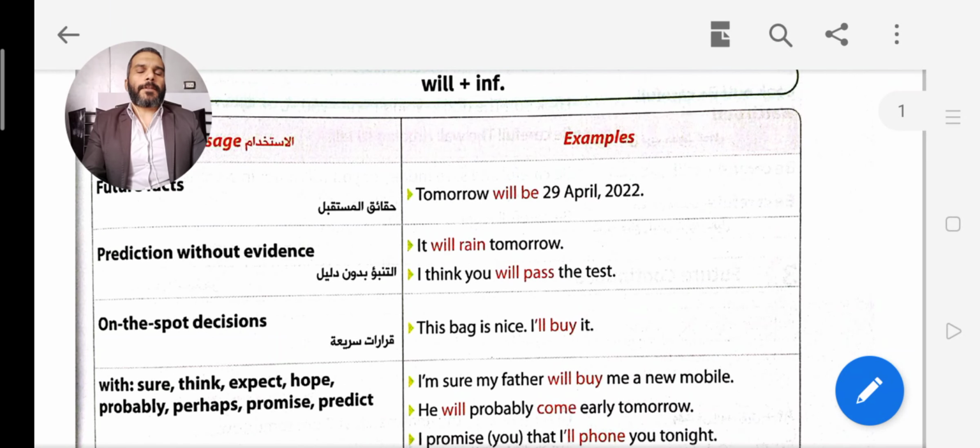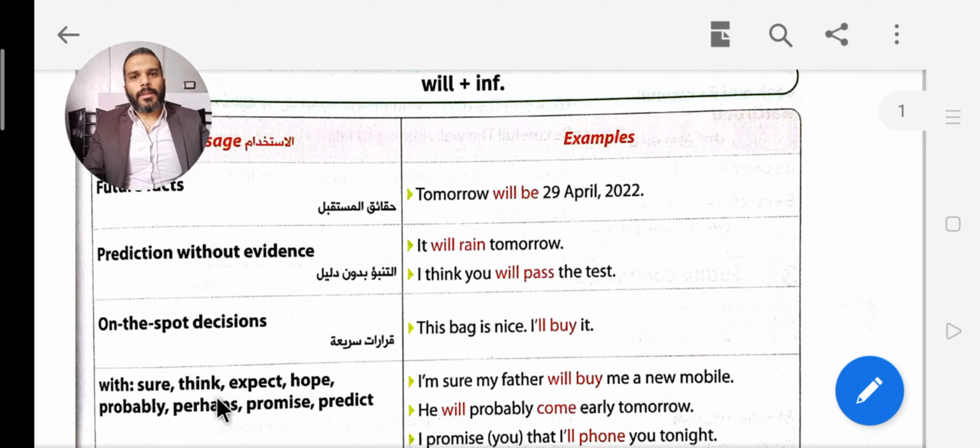We use will to express on-the-spot decisions, or in other words, quick decisions. For example, this bag is nice, I'll buy it. The telephone is ringing, I'll answer it. Someone is knocking on the door, I will open it. This is called quick decisions, on-the-spot decisions.